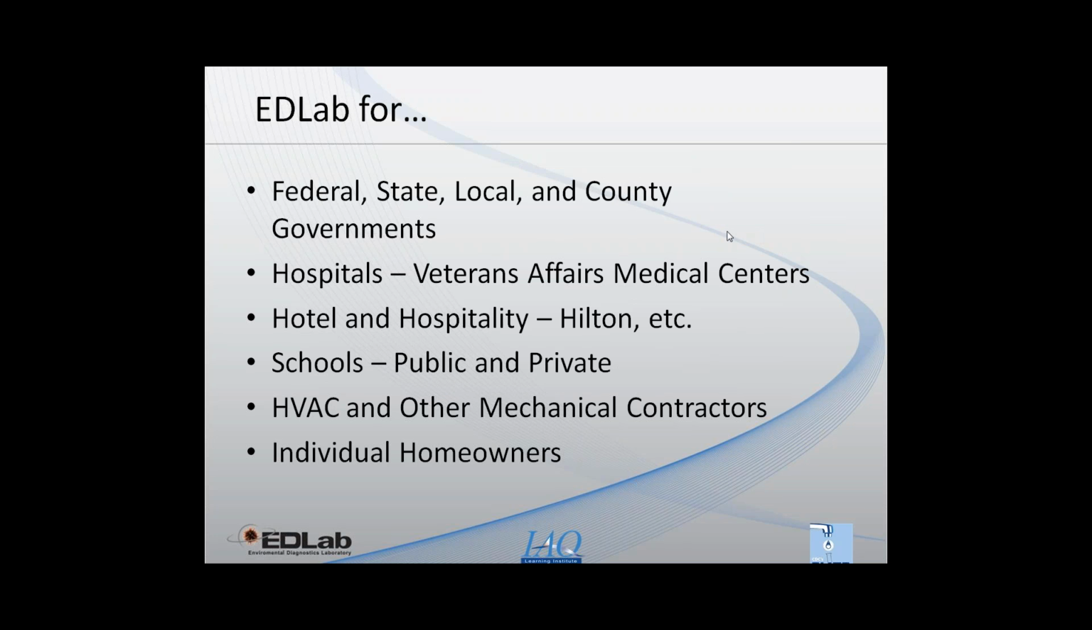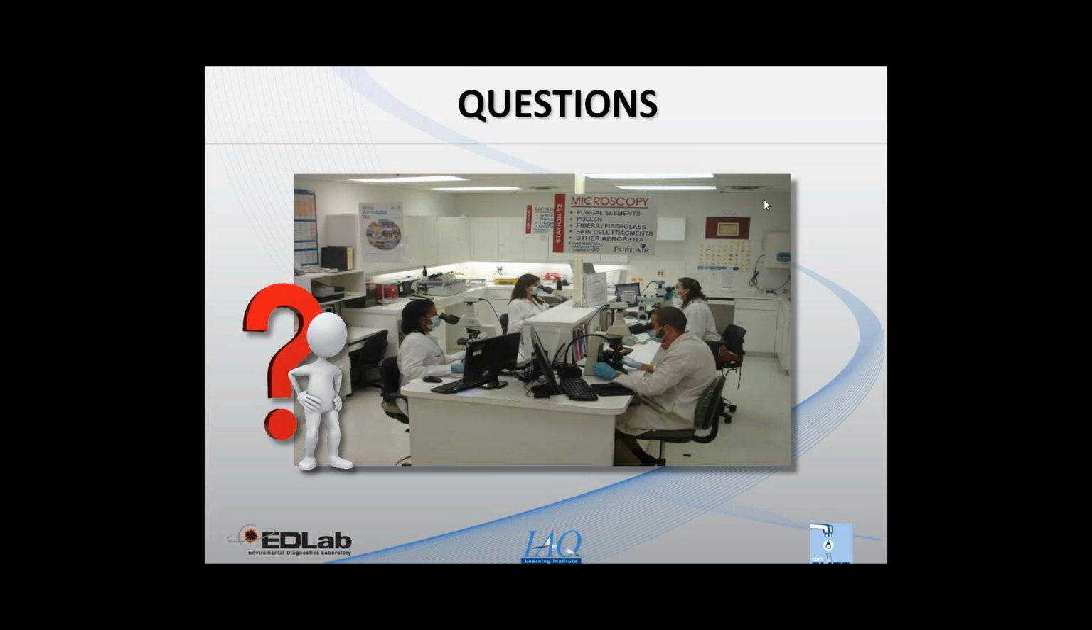And then for us, the Environmental Diagnostics Laboratory, we have worked with multiple organizations, different companies, different things. As you can see here, we've done things for federal, state, local, and county governments. We've done things for hospitals, hotel and hospitality, schools, HVAC and other mechanical contractors, and even individual homeowners. So we do have that experience, and if anyone ever has questions, we're always available to answer.